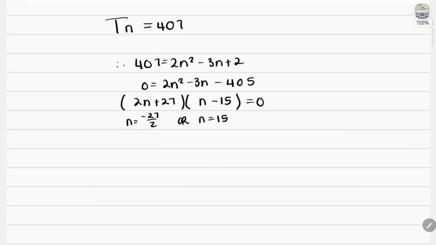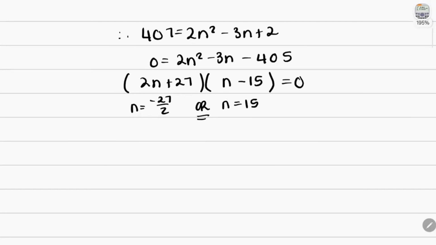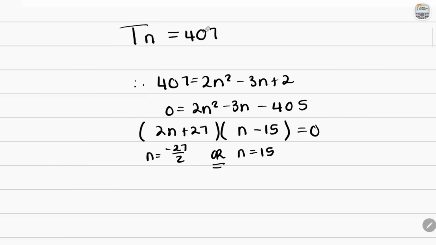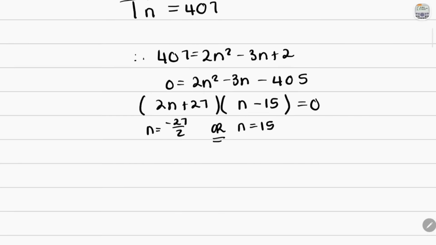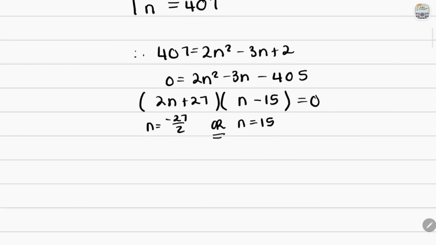We can see which one is valid because we have a pattern. Patterns cannot have negative term numbers, okay? They can have negative term values, no problem. Okay, if this could be a negative value, that's fine. But it can't have negative term numbers.